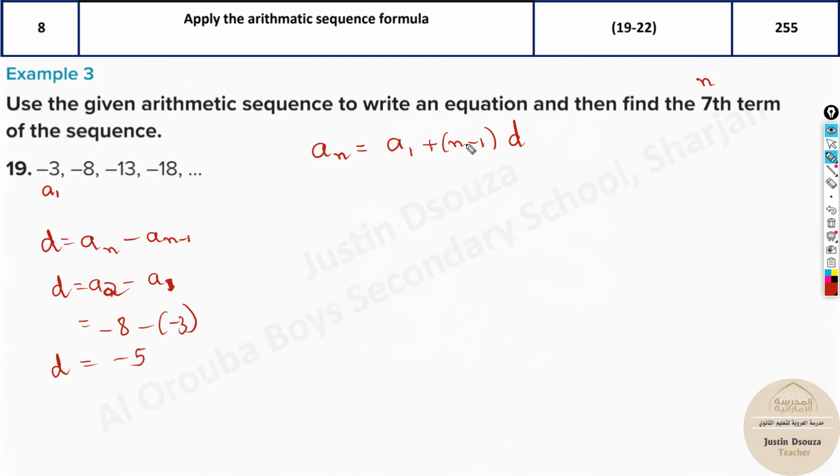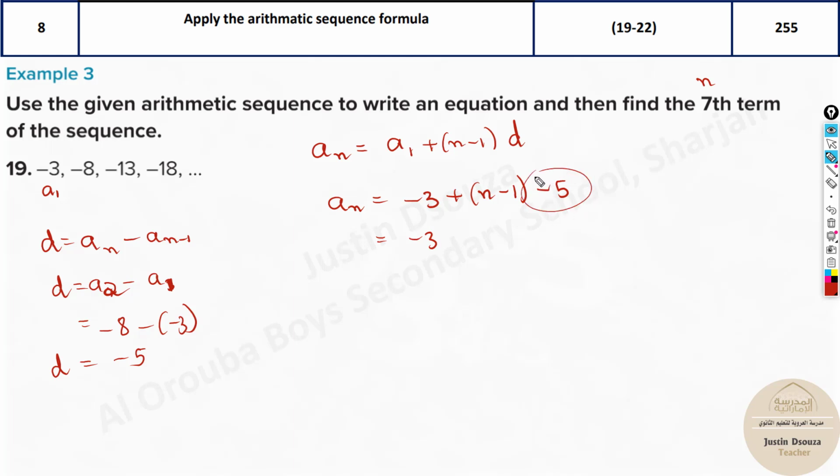You got a1. Substitute in this formula. The nth term is given as the first term, that is minus 3, plus. Now, initially, don't write anything for n. Just write n minus 1 times what is d? It is minus 5.